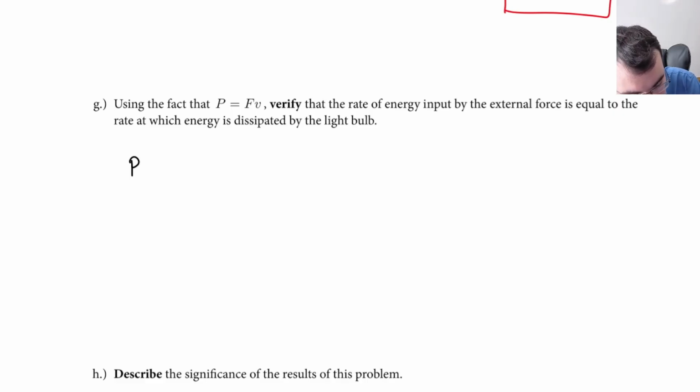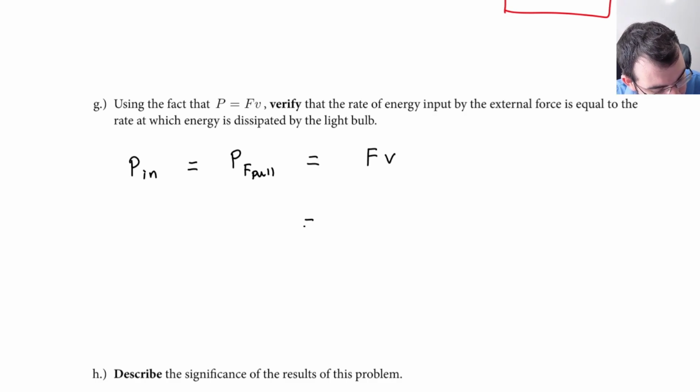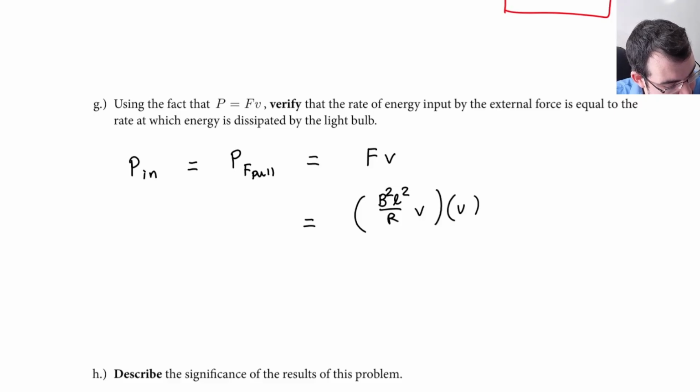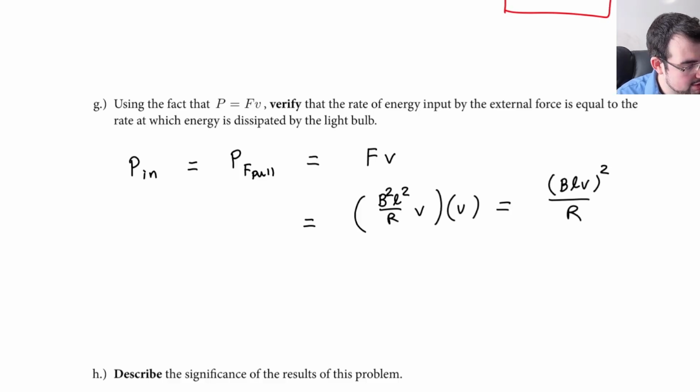So power in is equal to the power of the pulling force, which is just equal to F times V, which is equal to B squared L squared over R times V. And notice what that does is that gives us another V. So we get BLV all squared divided by R. So that's power in.